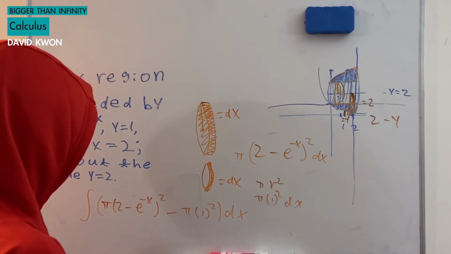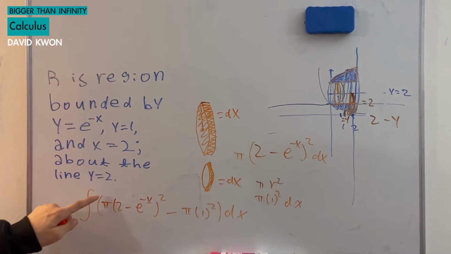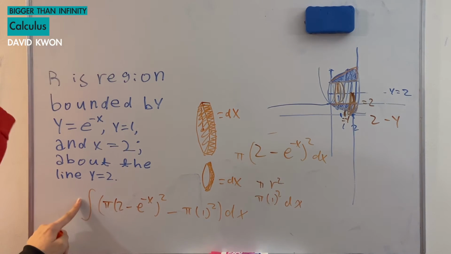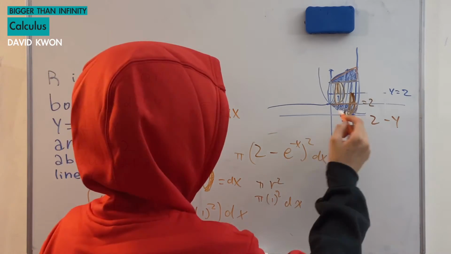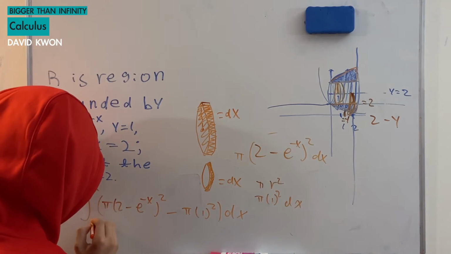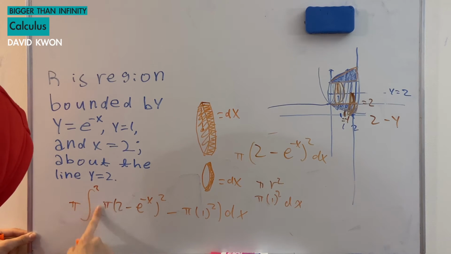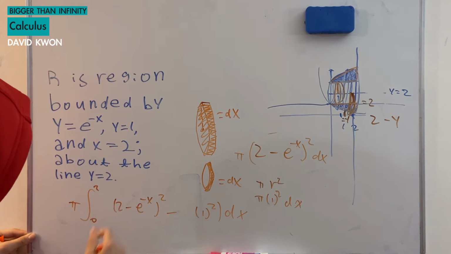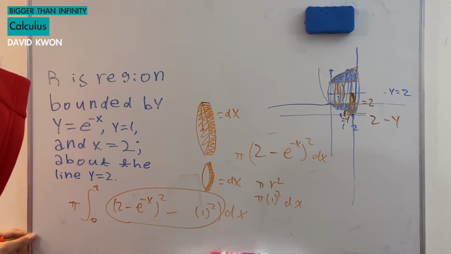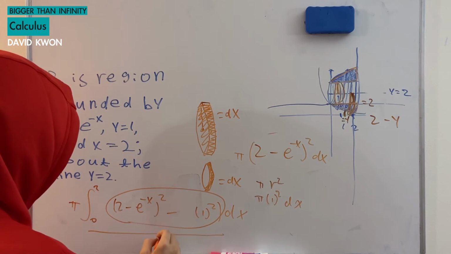The best part when you do calculus, because without this we can't do anything. So the integral sign from what to where? 2 to 0. And since the pi is a coefficient, it can come out here. And now let's expand this a bit.